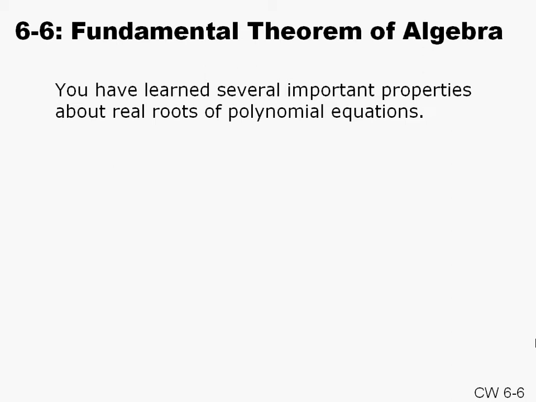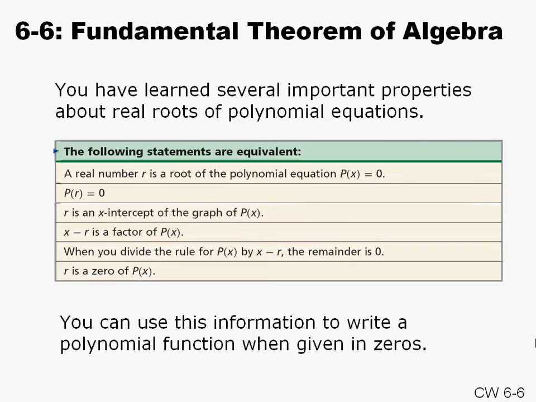In section 6-6, we're covering the fundamental theorem of algebra. You have learned several important properties about real roots of polynomial equations. The following statements are equivalent. A real number r is a root of the polynomial equation p of x equals 0.